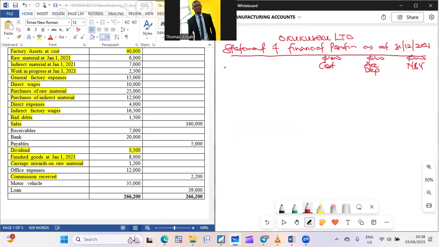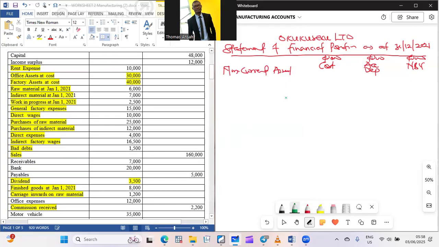So we have the assets, the non-current assets. We have 3 of them. One is factory assets. What is the cost? Factory is 40,000. Then we have office assets with cost of 30,000. Then we have the motor vehicle, which is 35,000.